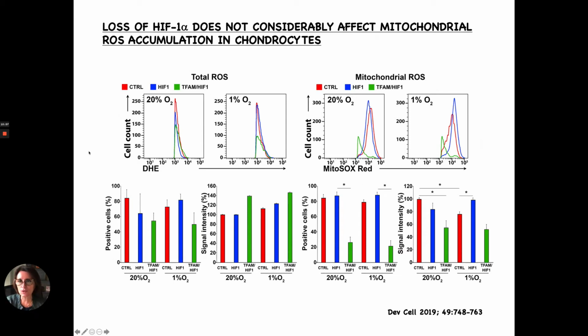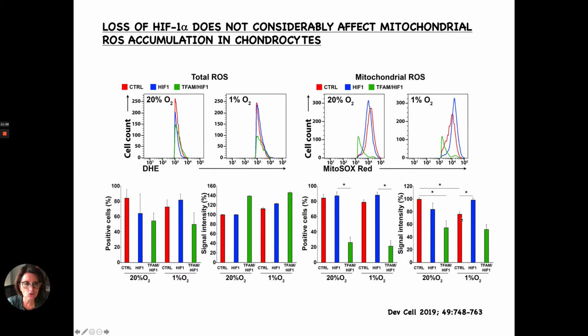We calculate the data both as percentage of positive cells and signal intensity. Now, when we look at total ROS, nothing much changes across the genotypes and in these two different culture conditions. When we look at mitochondrial ROS, of course, the loss of TFAM leads to a decrease in mitochondrial ROS accumulation in both hypoxia and normoxia. But what is interesting is what we observe in the IF1 null cells, and in the wild type.